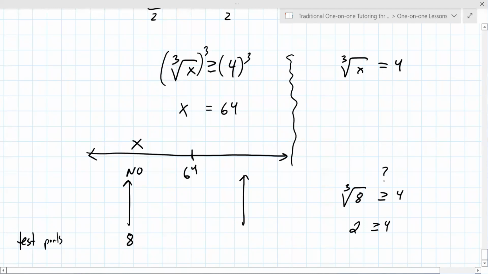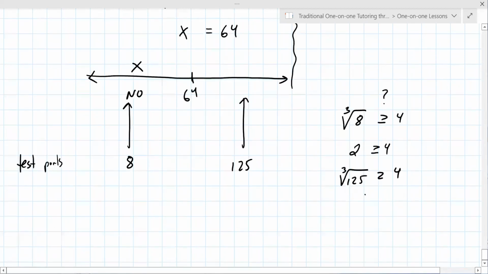Now, where it gets harder is, what's a number bigger than 64? Like 125, it does not have to be very close. And the cube root of 125 is 5. Is 5 greater than or equal to 4? Yes, so that works.